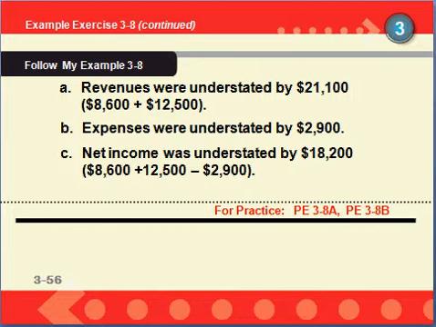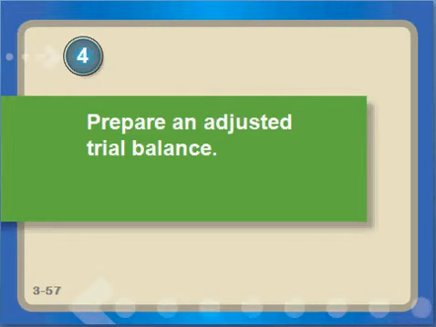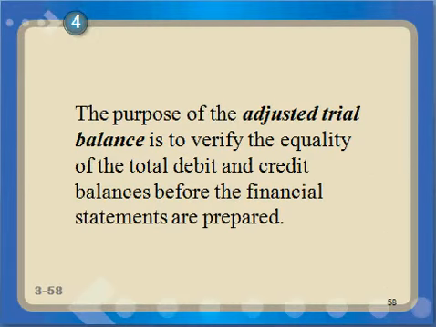Before we did our adjusting entries, we did an unadjusted trial balance. Once we do the adjusting entries, we prepare an adjusted trial balance. And the purpose of that adjusted trial balance is to verify that our debits equal our credits before the financial statements are prepared. So anytime we make entries, we always want to check the equality of our debits and credits.